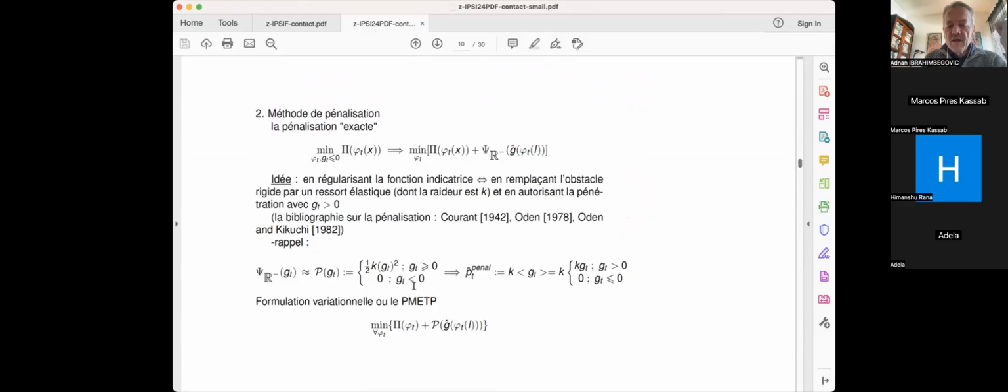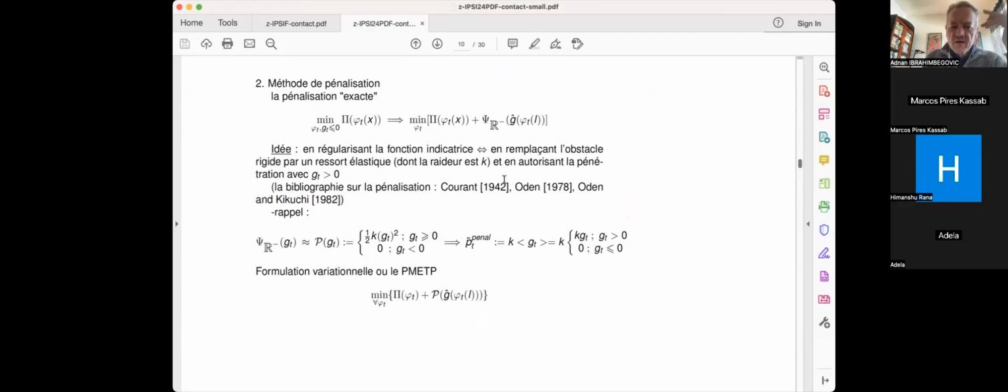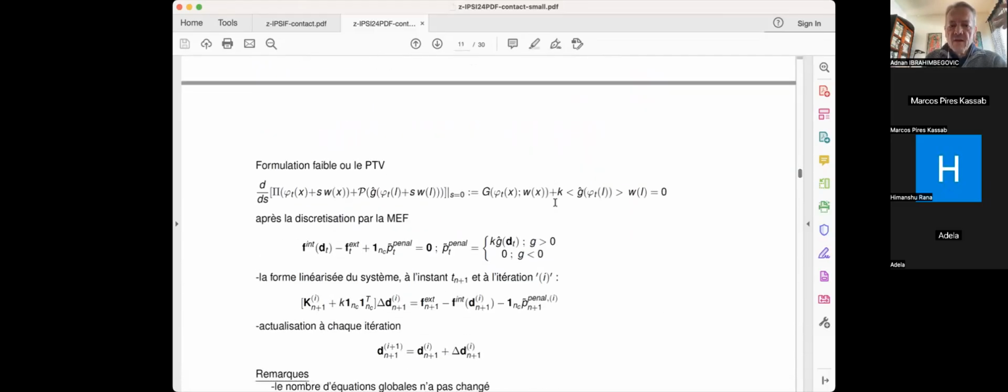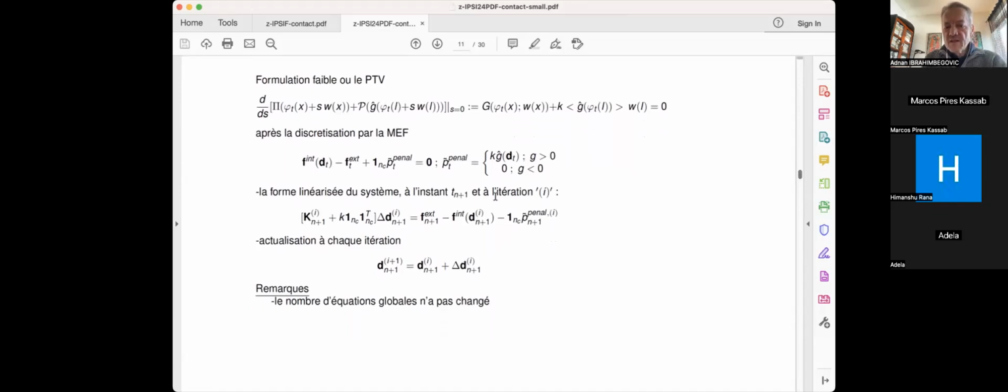Now, if you want to get exact penalization, that is of course possible, but you need this indicator function. Again, this is not quite fine, so it's replaced with this one. And again, the problem here is an ill condition of your stiffness matrix if you take a very large stiffness. Exactly, because you have an extra term, the stiffness of your obstacle, which becomes the dominant part of your stiffness matrix, and you get a very poor condition of your equation.